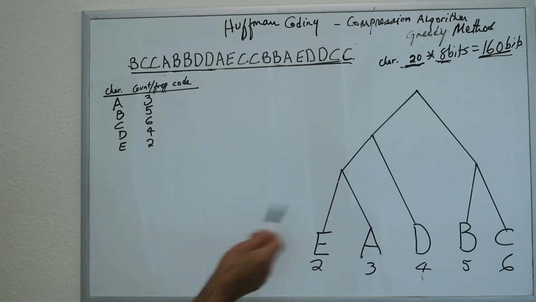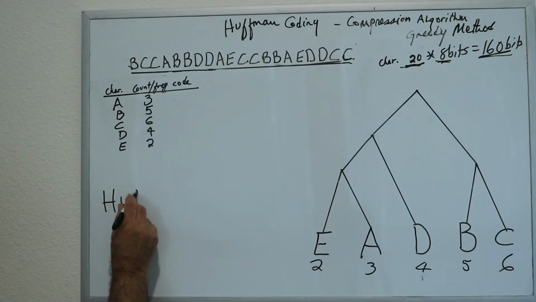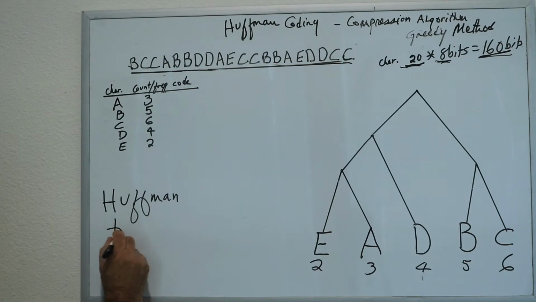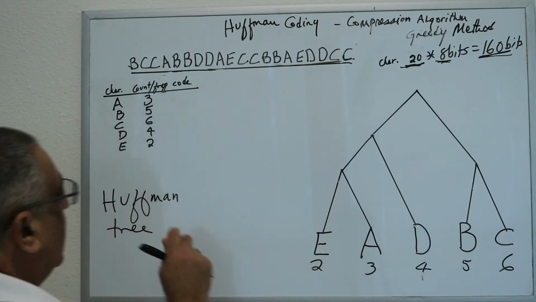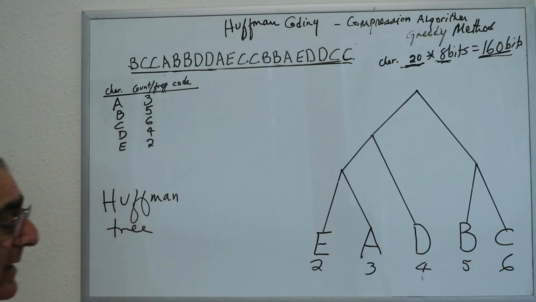So I'm going to try and build the Huffman tree, which is basically known as the Huffman tree for compression. The ones that appear the most should carry the least amount of bits. The ones that appear the least can carry more bits.